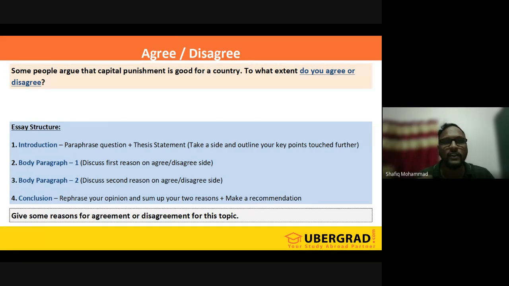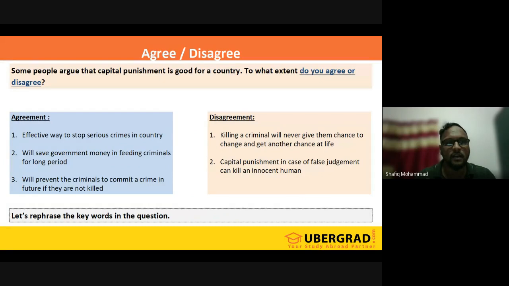Okay, so then your body paragraph one would be starting with, first you're going to write about the agreeing statement. I mean, agree in the sense, what are the pros and cons of it? Or what is the reason actually? So here the reason would be something like, you would say, okay, yes, maybe you agree to it, right? You can start with the argument like saying, effective ways to stop serious crimes in the country, if we keep that capital punishment going on, isn't it?